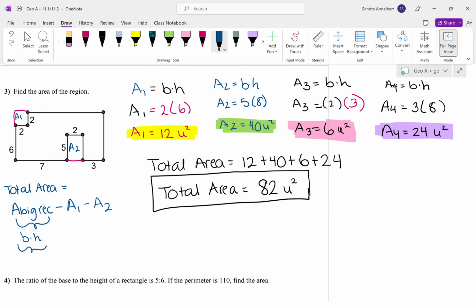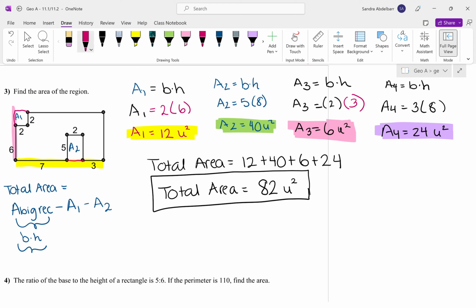Area of the big rectangle is going to be base times height. So my base, highlighted in yellow, is this, and my height I will highlight in pink. So I have a 7 and a 3. Is my base 10? No, we're missing a portion right here, right?